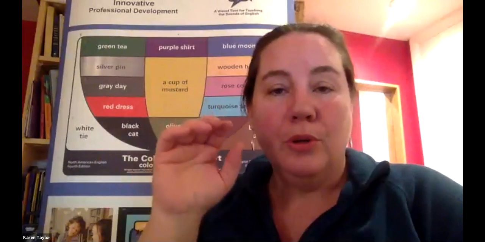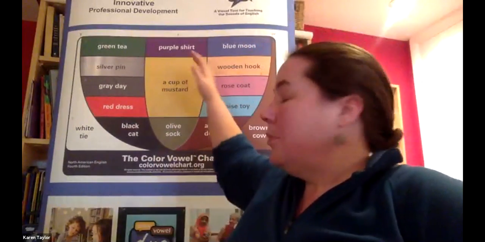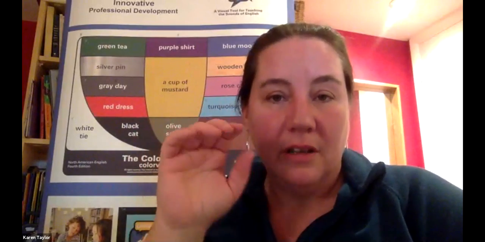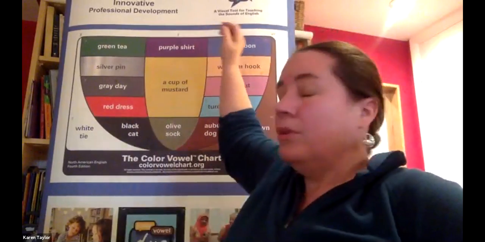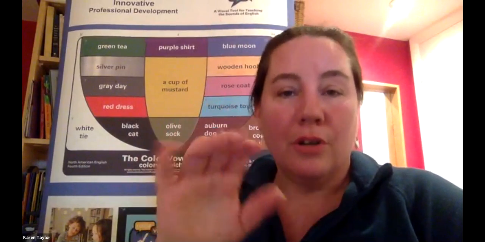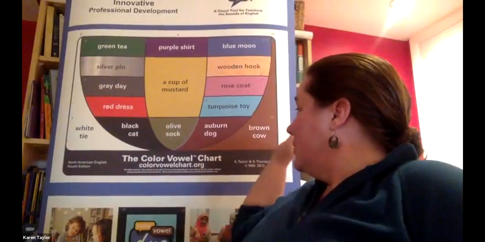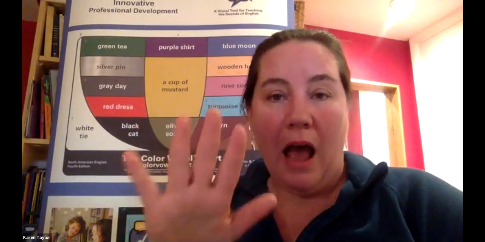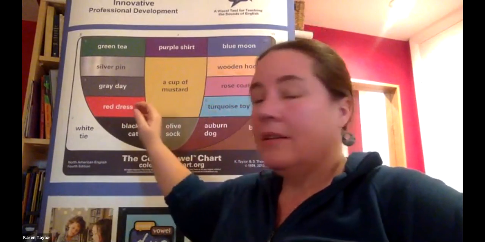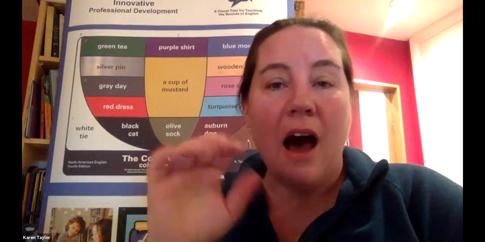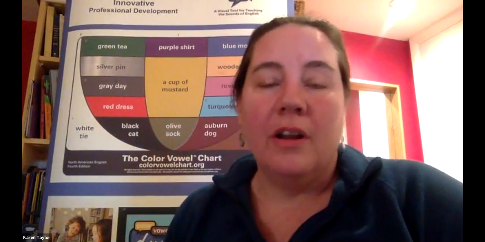A cup of mustard. Purple shirt. Brown cow. White tie. These are the vowel sounds of American English.